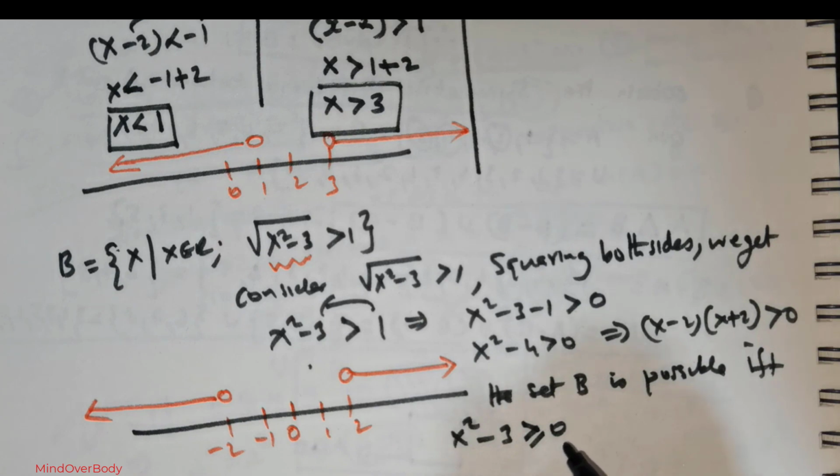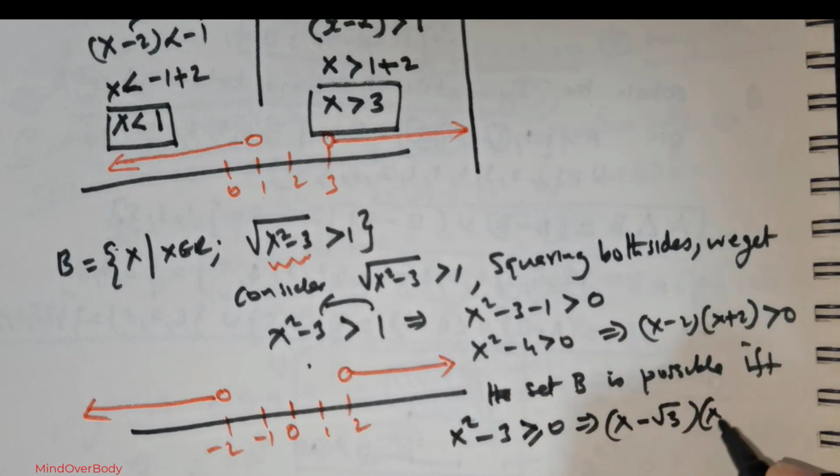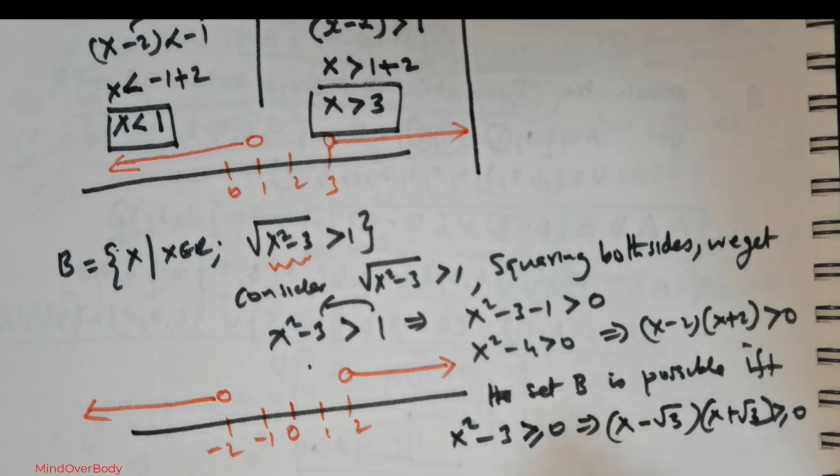We are only talking about real quantities. So x squared minus 3 should be greater than or equal to 0. So what does this mean? If I were to rewrite it, this is going to be (x - root 3) times (x + root 3), and this is greater than or equal to 0. So if I were to plot this, now root 3 is 1.7321.